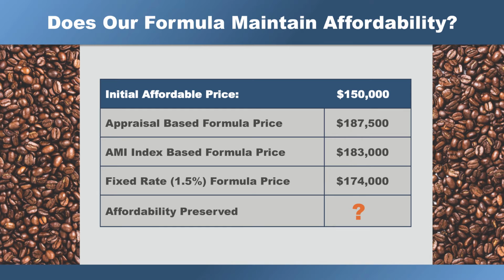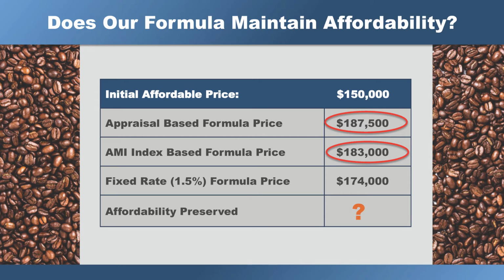So we start by comparing this change in the appraisal-based price to historic changes in incomes for the area. Remember in Module 4 we discovered that incomes increased in value 22% over 10 years, which corresponded to a price of $183,000. With the appraisal-based formula, our price is going from $150,000 to $187,500, so we can see that there is some loss of affordability.